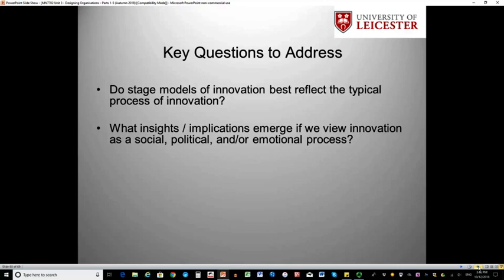The second thing I want to look at is what insights and implications emerge when we start to view innovation from different perspectives, so from a social, political or emotional process perspective rather than simply as a project management perspective. So the first question is really about, can we critique the stage model process? And the second is, can we offer some other perspectives to help us in that critique?